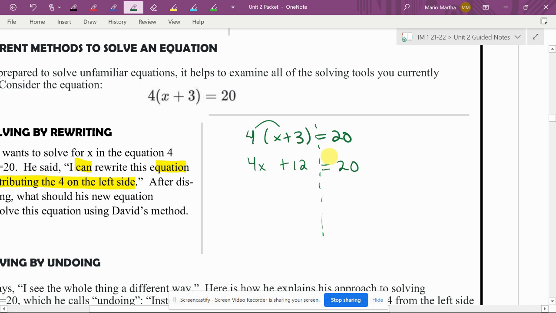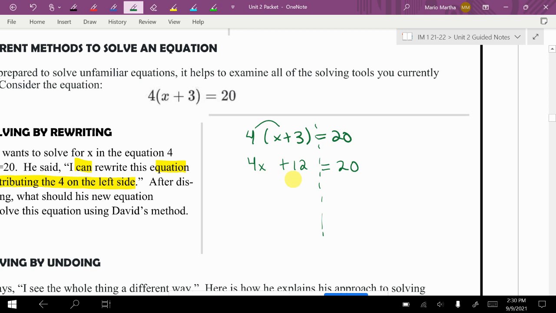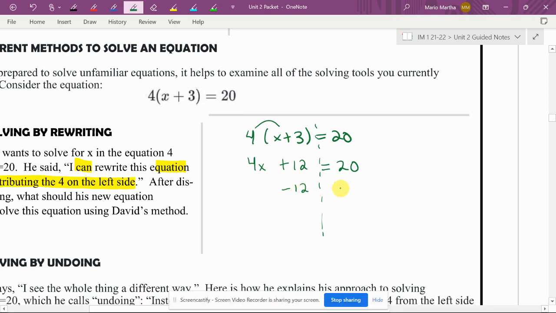And then we want to solve, right? We want to keep going to solve for x. So what we're going to do here, again, remember anything that's adding or subtracting, you get rid of first. So we're going to subtract 12 from both sides. And that leaves us with 4x equals 20 minus 12, which is positive 8. Again, 4 times x there. Divide both sides by 4 to get rid of the 4. That gives you x equals 2.